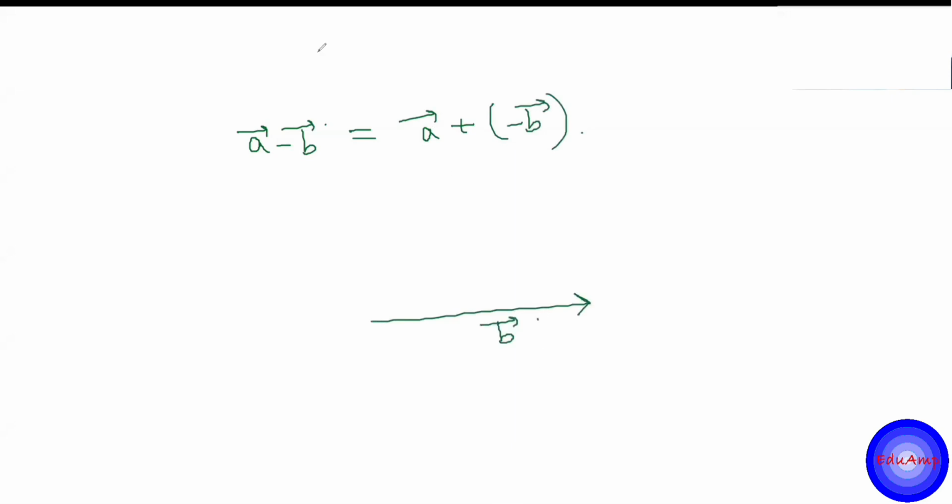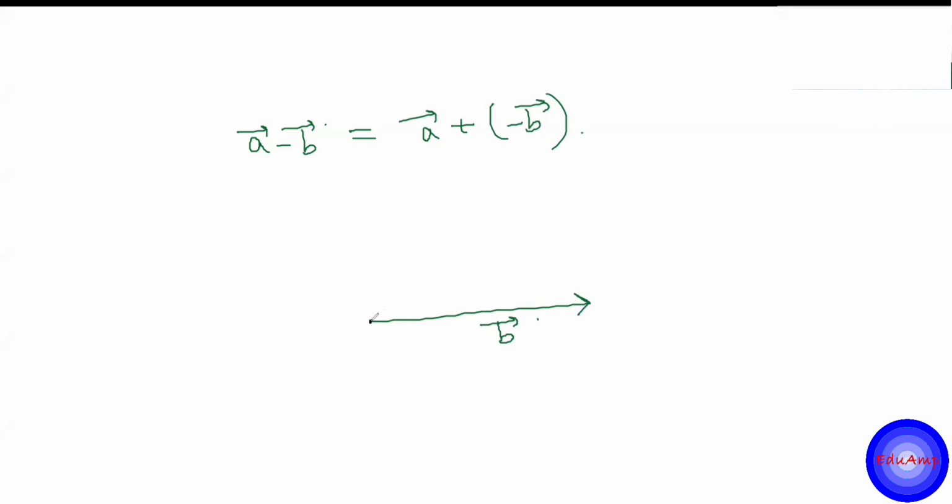Okay. Now let's say someone says A minus B. What is this? A minus B is what? A plus minus B, right? This is vector B. It has some length, right? This green one is the length of vector B. It has some magnitude. It has a direction, this direction, right?